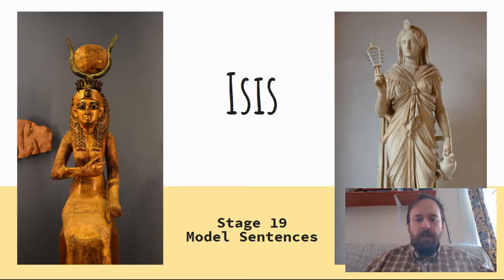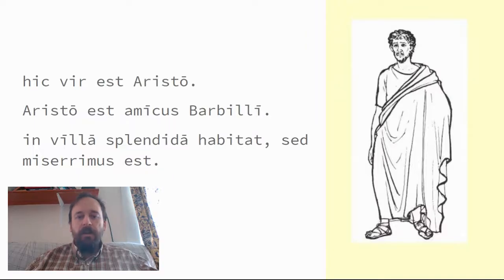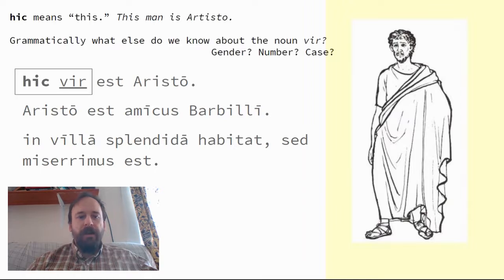So these are the model sentences from stage 19. Hic est Aristo. Aristo est amicus barbili. In villa splendida habitat, sed miserimus est. Hic est Aristo. That's his name. His name is Aristo. So this man is Aristo. Aristo est amicus barbili. In villa splendida habitat. But what's the problem? It's a nice house, but miserimus est. The -imus there is related to the -issimus that we've seen before, meaning very something. He's very sad.